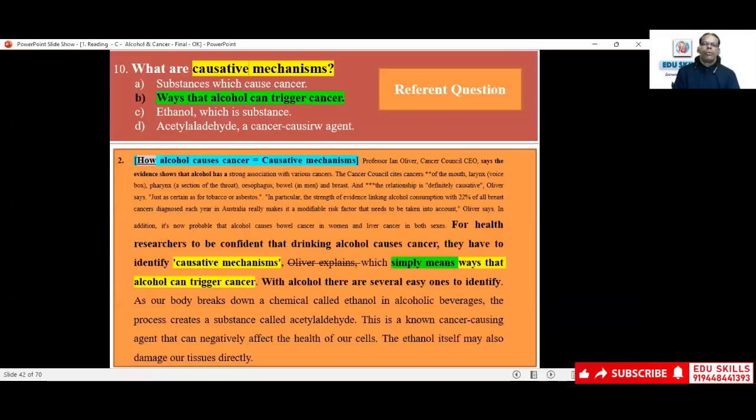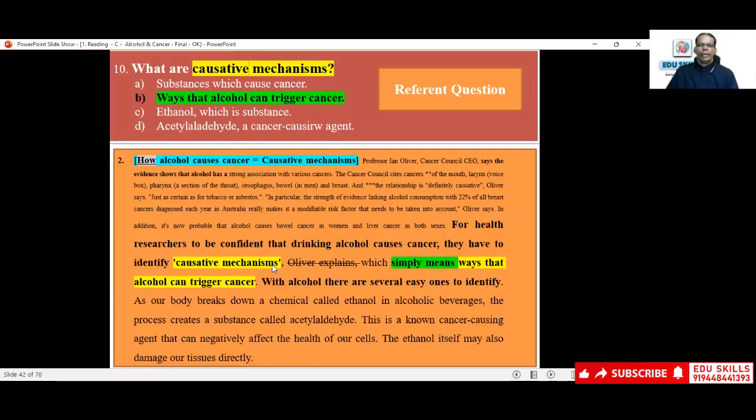In the same paragraph, you have one more question. What are the causative mechanisms? Mechanisms means how does alcohol cause cancer? Same paragraph. So the referent question. This is a referent question, you know. Causative mechanisms is here, that is highlighted in the question and bold. So definitely in the paragraph also that will be highlighted in bold. Immediately you can jump into that particular phrase.